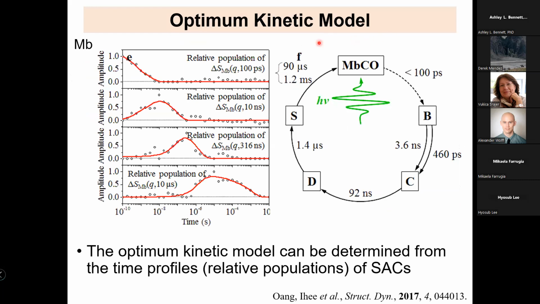And going back to the original slide, to determine the optimal kinetic model, we can simply exponentially fit these obtained time profiles of each species, and by doing so, we can determine the optimal kinetic model like this. It's quite straightforward, because all we have to do is assign when a species decays, determine which species newly forms, and determine the time constants associated with the transitions.